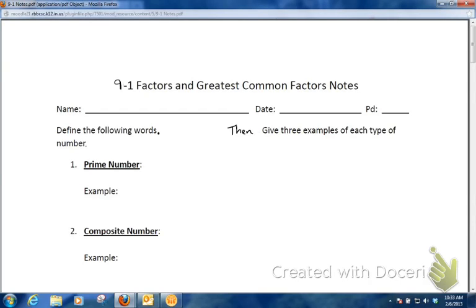Hi guys, here we go. We are taking notes on 9-1, which is factors and greatest common factors.